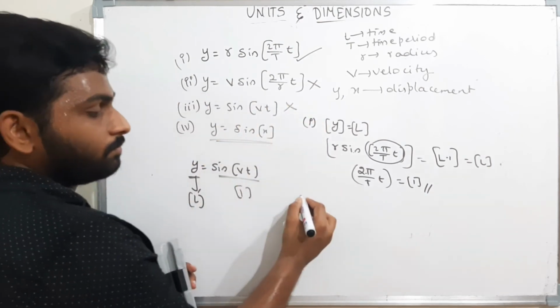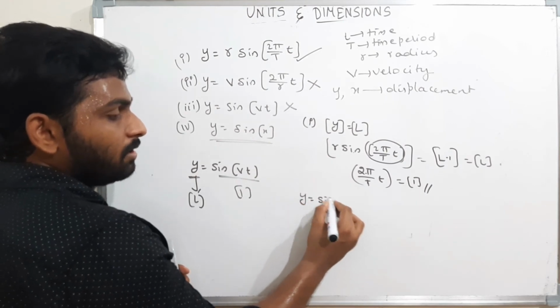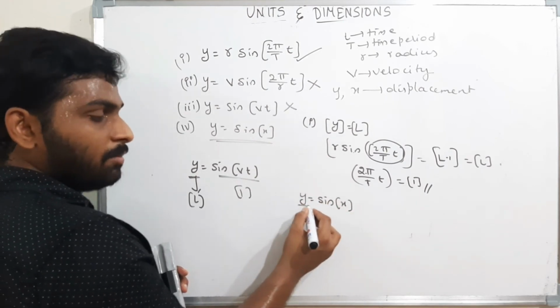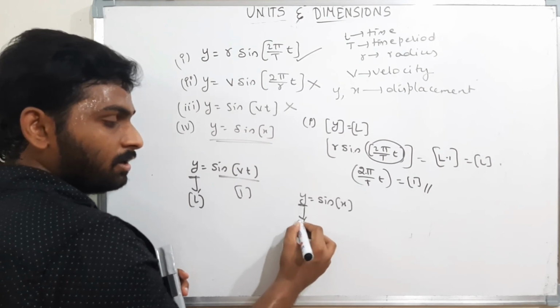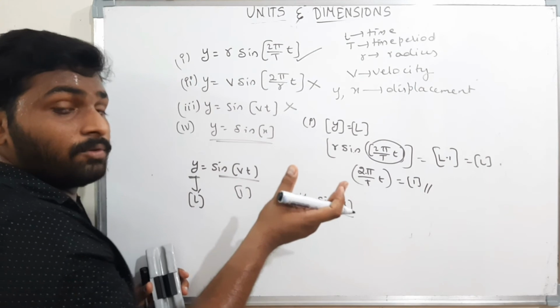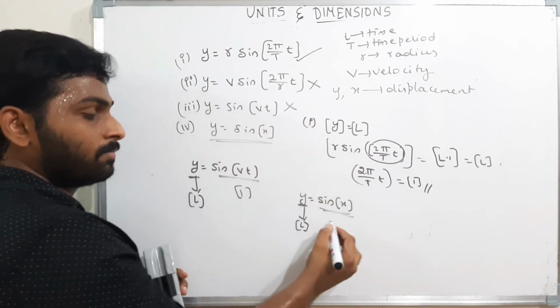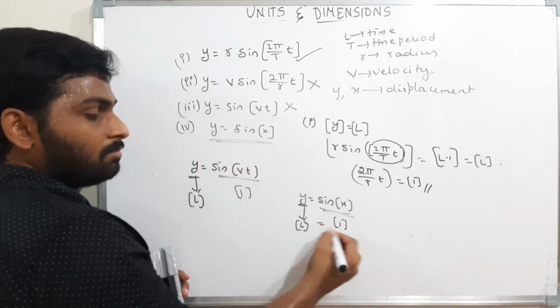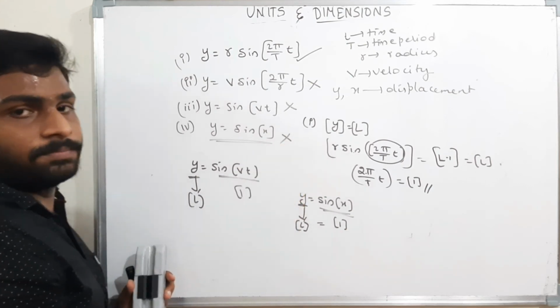Now this one. y is equal to sine x. Same here, the dimension formula for y is L. What is the dimension formula for sine x? Sine is a trigonometric function, so it is a constant. Therefore, the dimension formula for a constant is 1. Therefore, the dimension formula is not the same. Therefore, this is not a valid equation.